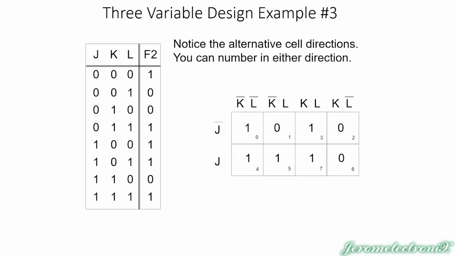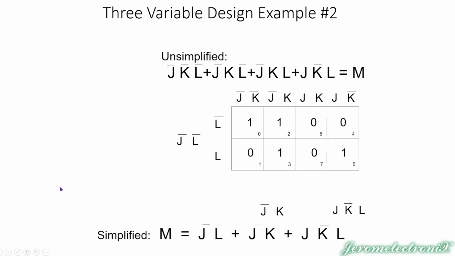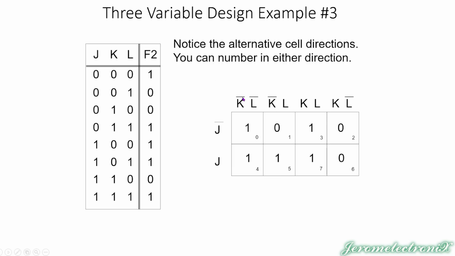Now, notice that what I've done here is a little different than the previous one. L was on the side, J was on the top. This time, J is on the side. J is the first variable. So the numbering of the cells will go away horizontally from the J. So now we've got 0, 1, skip a column, 2, go back, 3, 4, 5, skip, 6, go back, 7.